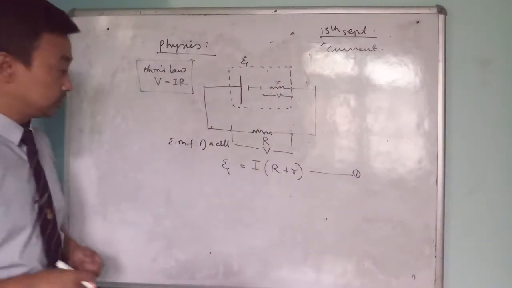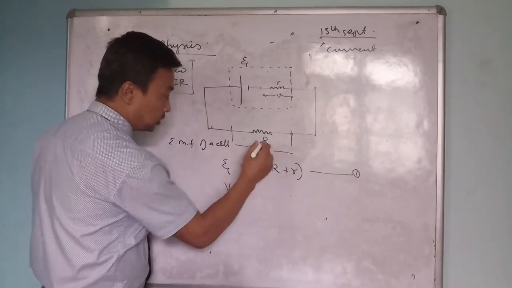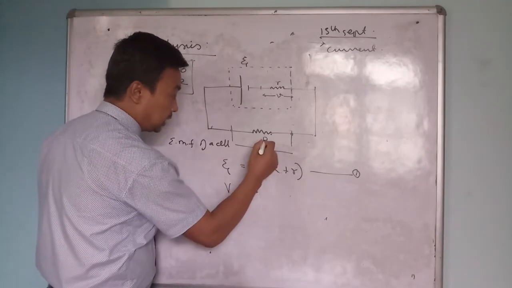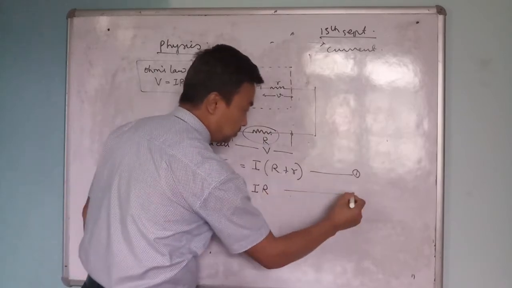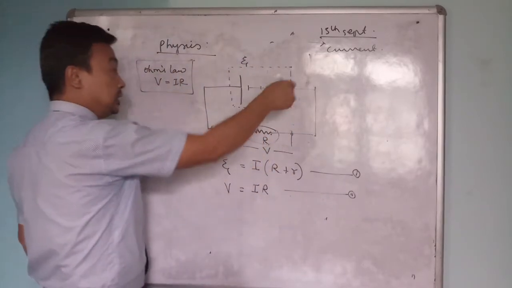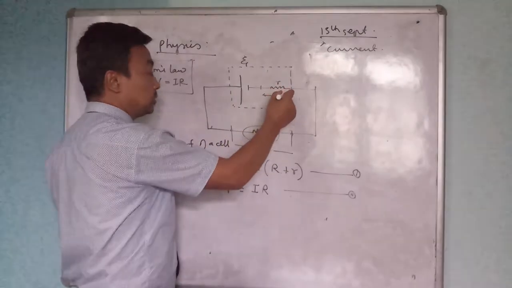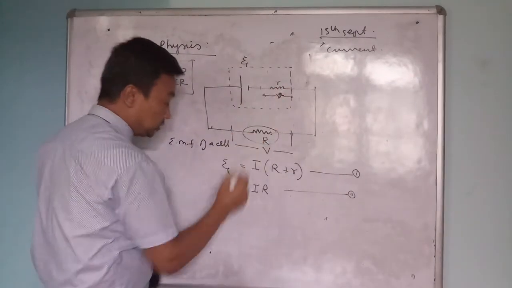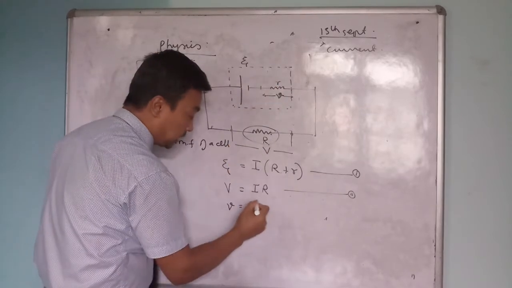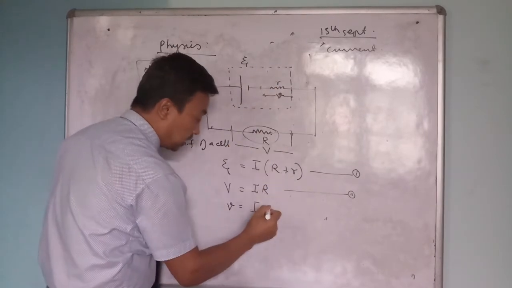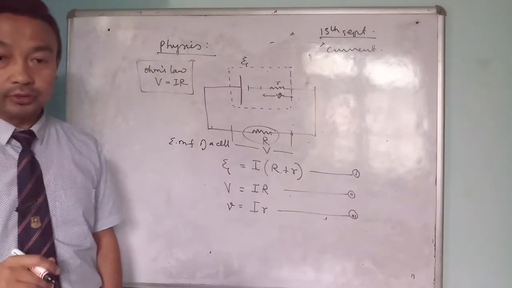Ohm's law we have applied. Now if you look at the terminal voltage, the current is the same I, and the resistance outside is capital R. And if you go inside the cell, in the electrolyte, the potential difference is small v, the current flowing is the same current I, and the resistance is small r, that is the internal resistance. So we have got these three relations.